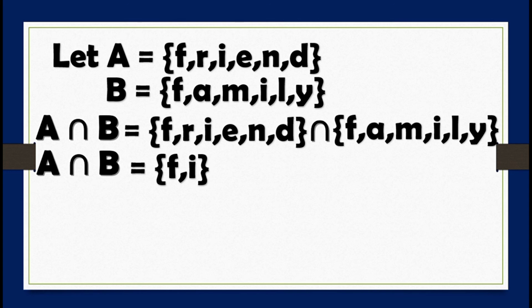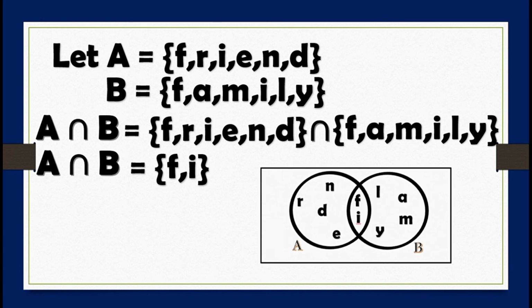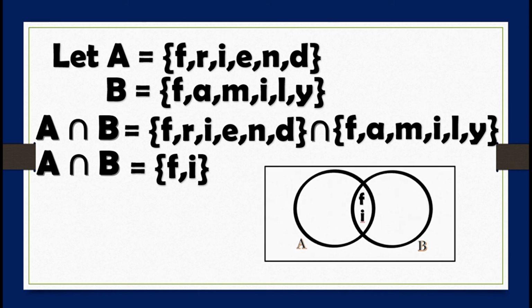For us to illustrate A ∩ B in terms of Venn diagram, this would be the intersection. And we notice that elements F and I are considered to be the elements shared by these two sets.